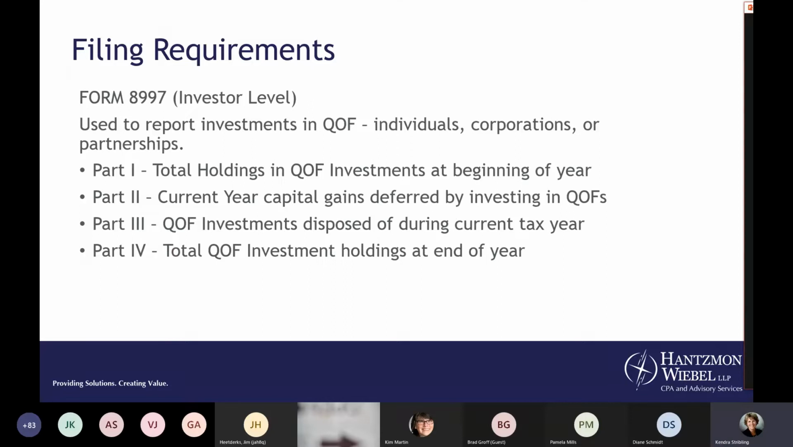Form 8997 is filed by all investors in qualified opportunity funds and reports the total holdings in QOF investments at the beginning of the year, any current year capital gains deferred, QOF investments disposed of during the current year, and the total QOF investments held at the year end.